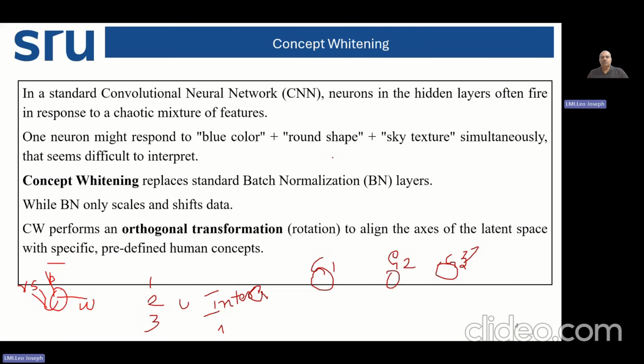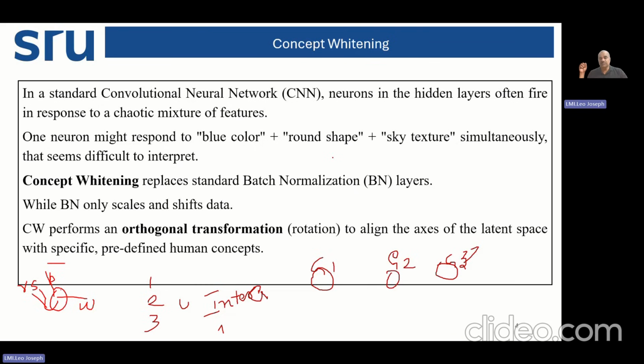In a similar way, what concept whitening is doing is rotating the data until it learns particular things from the text inputs. So if we assign one weight to the blue color, the data will be rotated until it settles on blue color. Now the neuron learns to look only at the blue color. For the next neuron, the data are rotated so that it looks only at the round shape. For the next neuron, it looks only at the sky texture.